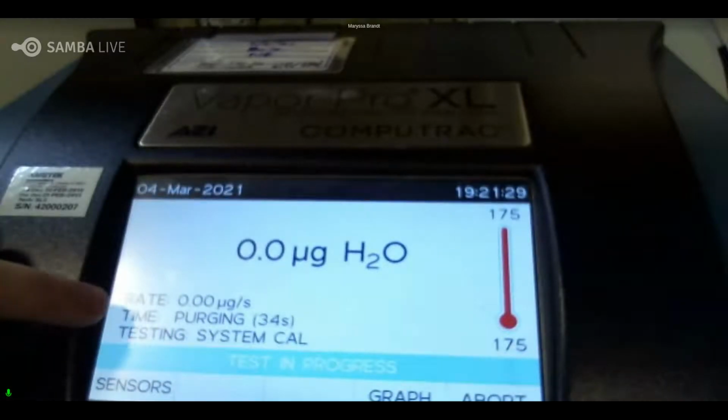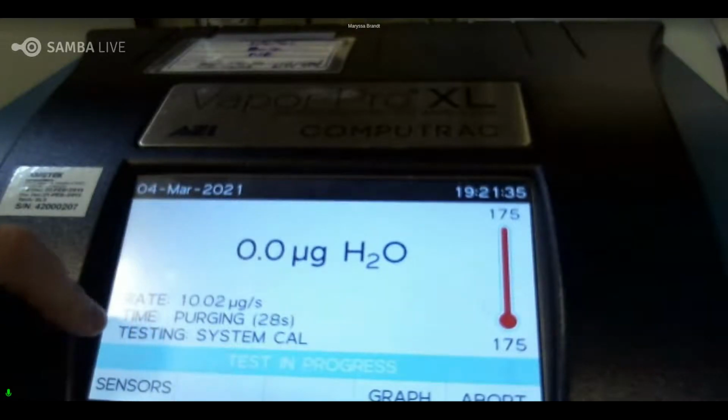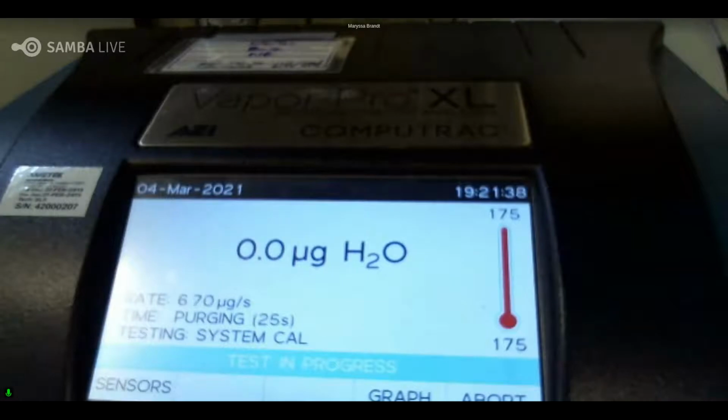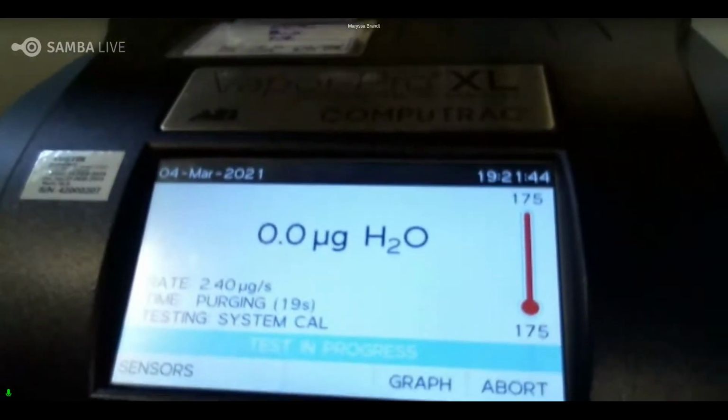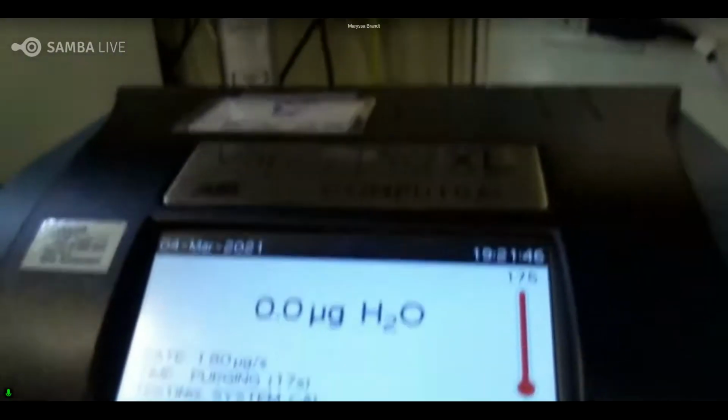You can see the first 30 seconds are purging. As I mentioned earlier, we purge that to get any ambient water out of the air, so we are just measuring actually what is in the sample. And then that will run for about 5 minutes to run a system calibration. And while that's running, we'll see the results. Any other questions I can answer?